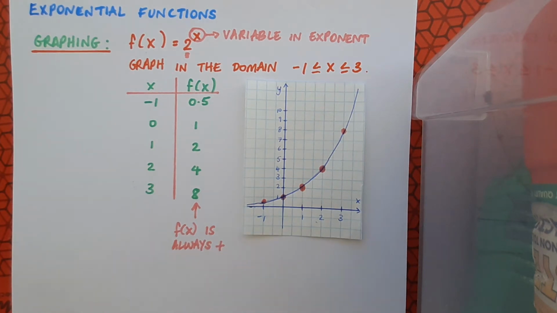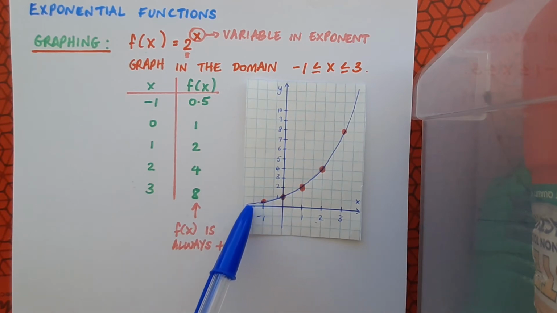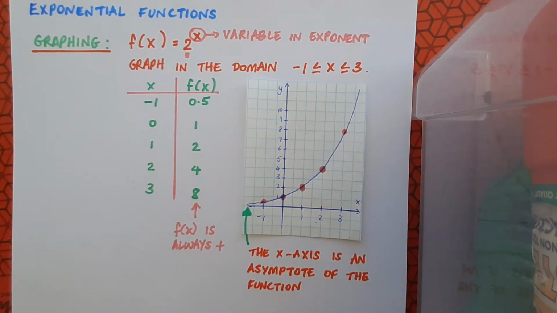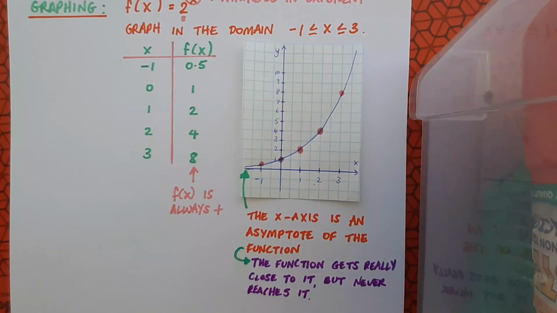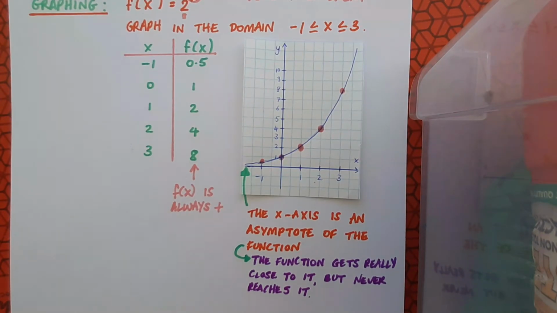But what's very important to understand is that it never actually touches the x-axis. So you can bring this curve down really, really close to the x-axis, but they shouldn't touch. And there's a particular word for this. We can call the x-axis an asymptote of the function. So this just means that the function, the curve, gets really close to it, but never touches it.